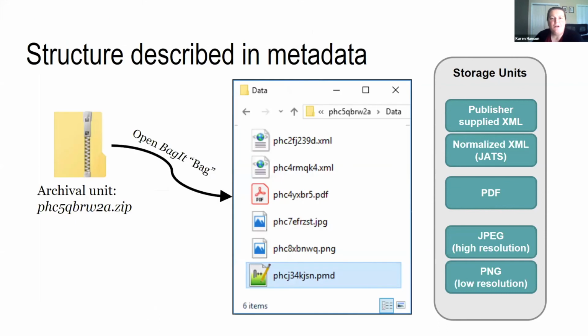So if you open up an archival unit, its folder structure inside is flat. And what you would see is the files that make up the package, and each of them has been renamed to reflect its ARK. And then in addition, during the process that I mentioned earlier, a metadata file is generated that describes how all of those things fit together in that content model.